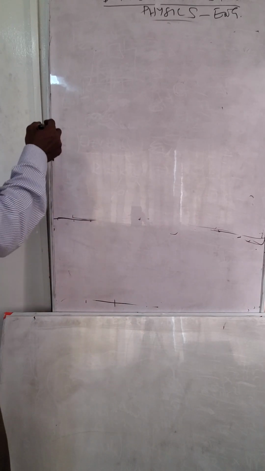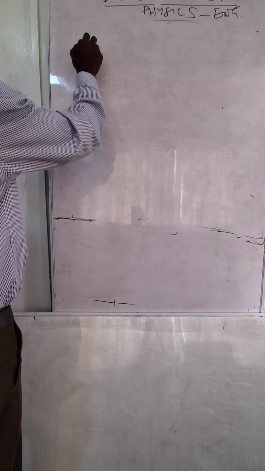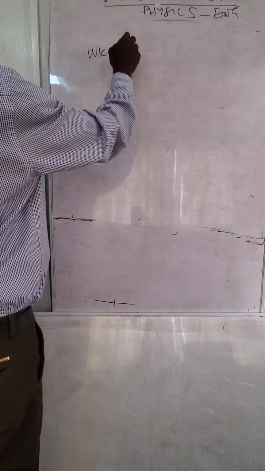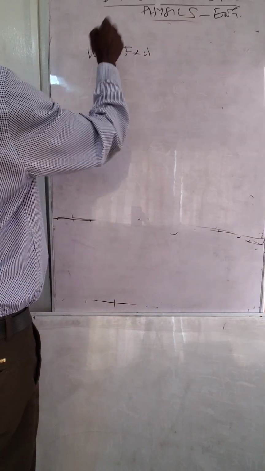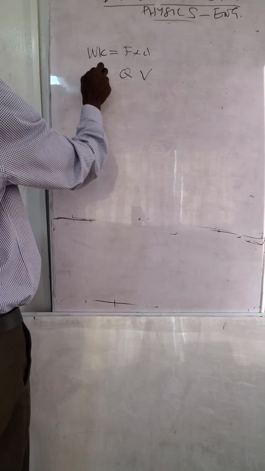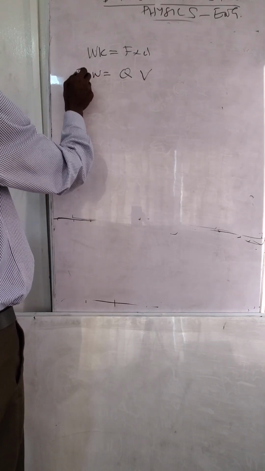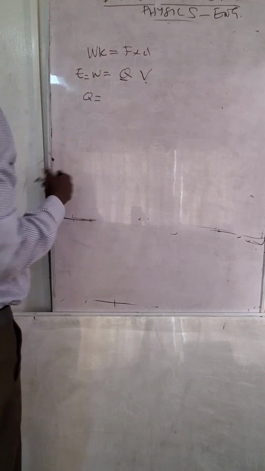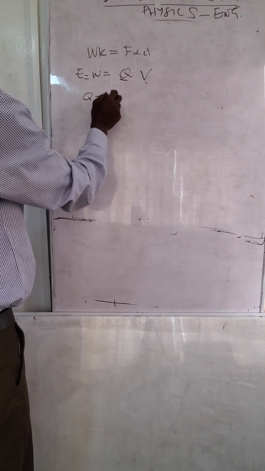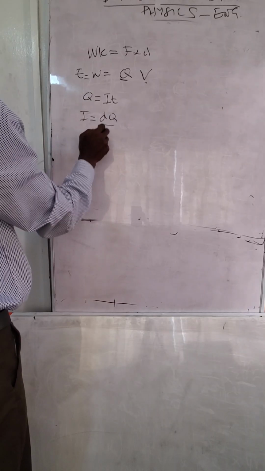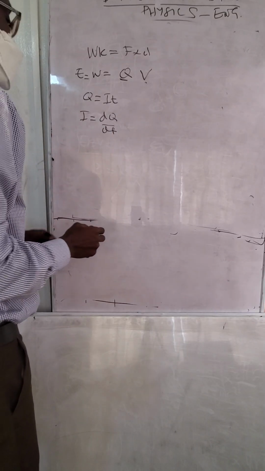Let's look at power. Power is work done. You said it's equal to force times distance. But when it comes to electricity, it is the charge times your voltage. Okay, that's work done, or energy, equal to charge times voltage. Now charge is given by current times time, because current is equal to dQ/dt, right?